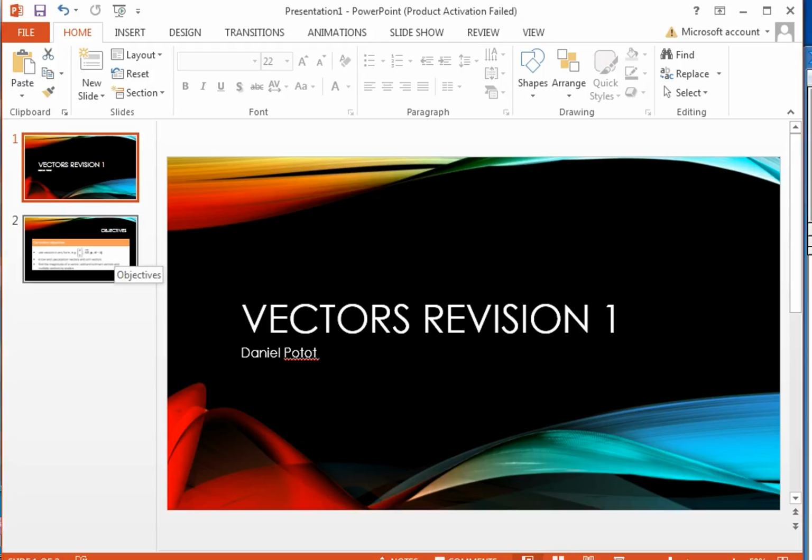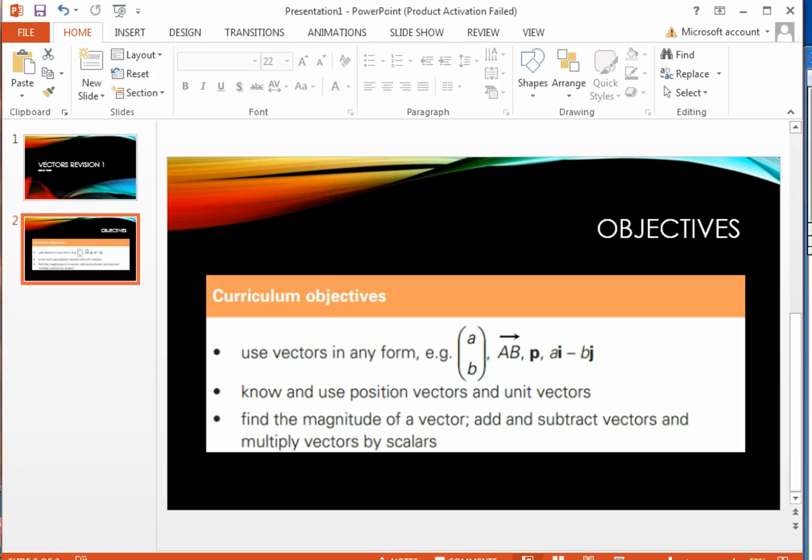Our objectives will be to use vectors in any form. It could be AB or vector AB, or ai minus bj. Know and use vectors and unit vectors. Find the magnitude of a vector, add and subtract vectors, and multiply vectors by scalars.